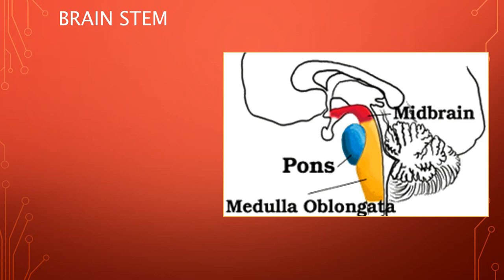So the parts of the brainstem are three parts. We have the medulla oblongata, right down here at the bottom. I love that name, the medulla oblongata. Sometimes we just call it the medulla. We have the pons. Pons means bridge.